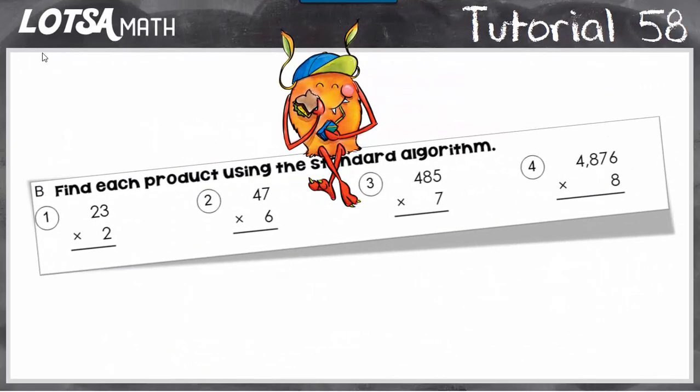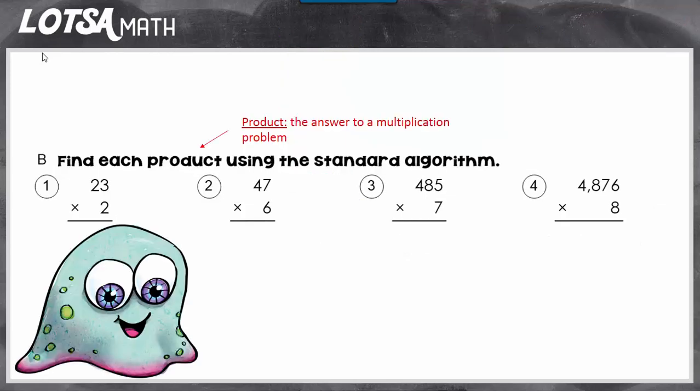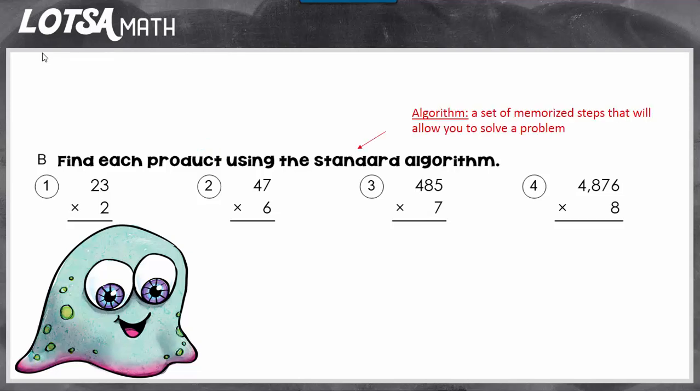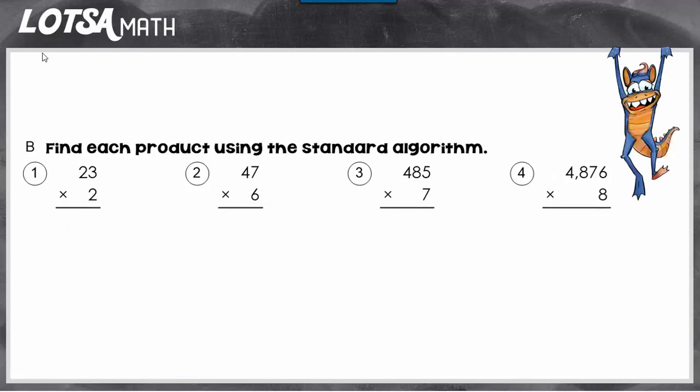For these questions, you're going to find each product using the standard algorithm. A product is just the answer to a multiplication problem, and an algorithm is just a set of memorized steps that you use to help you get to the solution of a problem. So let's look at some examples, and I'm going to model for you the steps of using the standard algorithm to solve multiplication problems. So let's start with number 1.